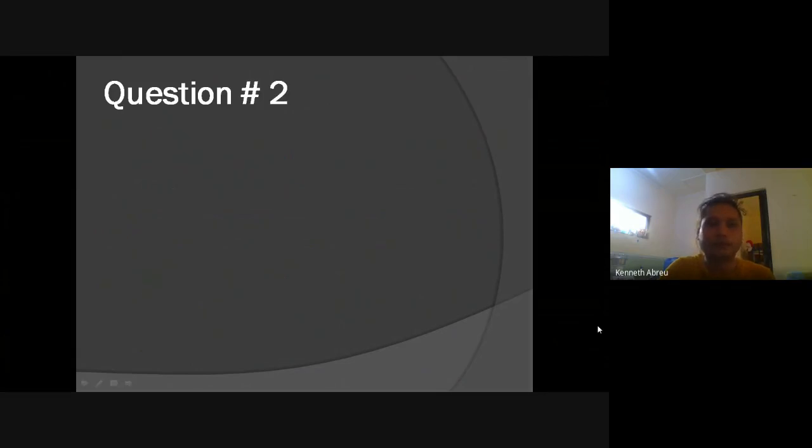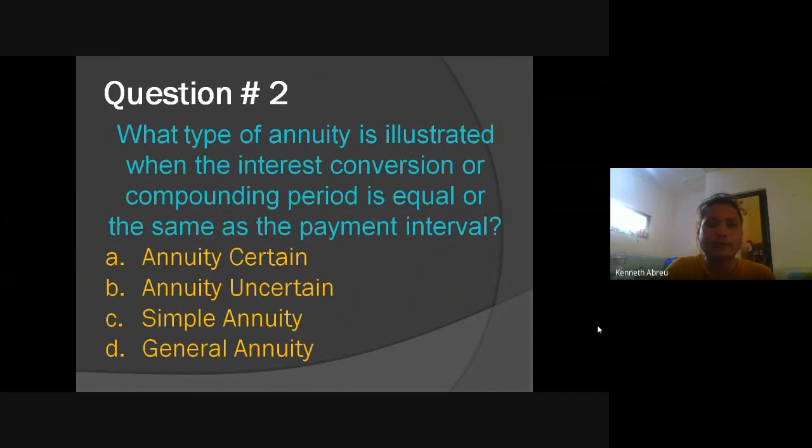Question number 2. What type of annuity is illustrated when the interest conversion or compounding period is equal or the same as the payment interval? A. Annuity certain. B. Annuity uncertain. C. Simple annuity. Or D. General annuity.